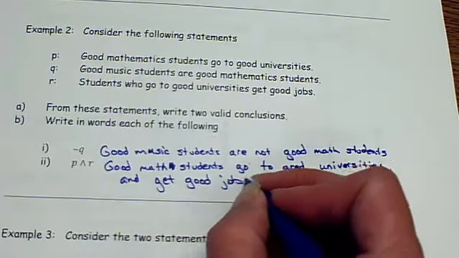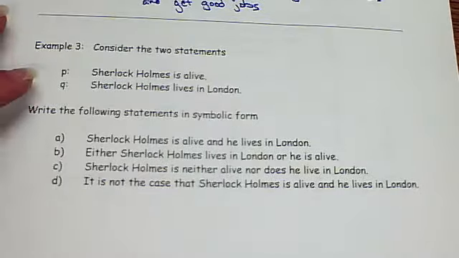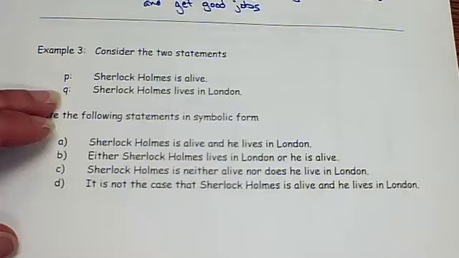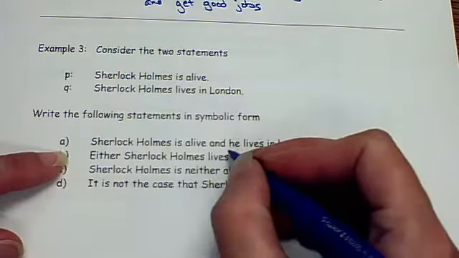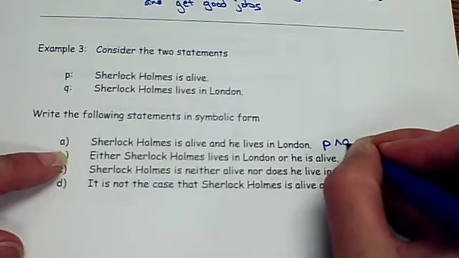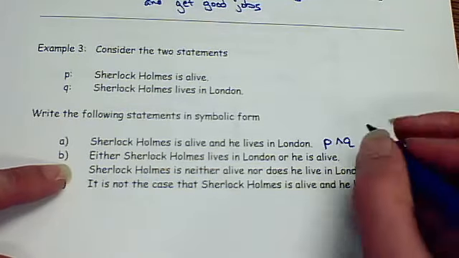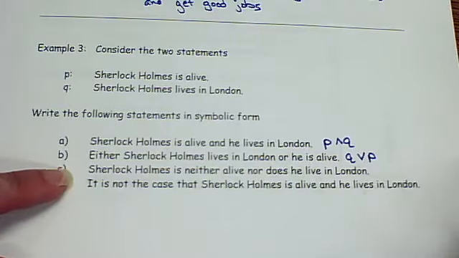What if we went the other way? What if we were given the statements and then we tried to write it in symbolic? Okay, so for this section, P, Sherlock Holmes is alive. Q, Sherlock Holmes lives in London. Sherlock Holmes is alive and he lives in London. That'd be P and Q. Either Sherlock Holmes lives in London or he is alive. Q or P. See how the order matters?